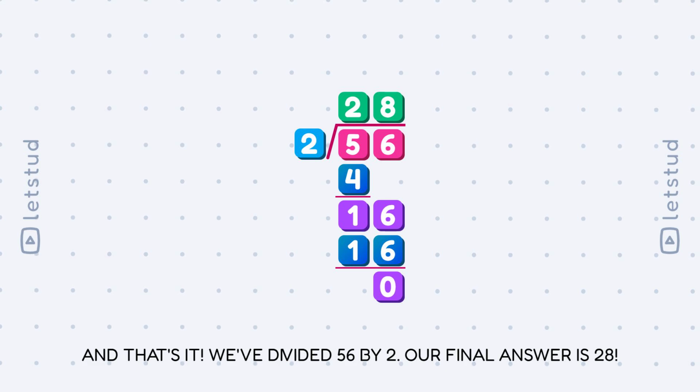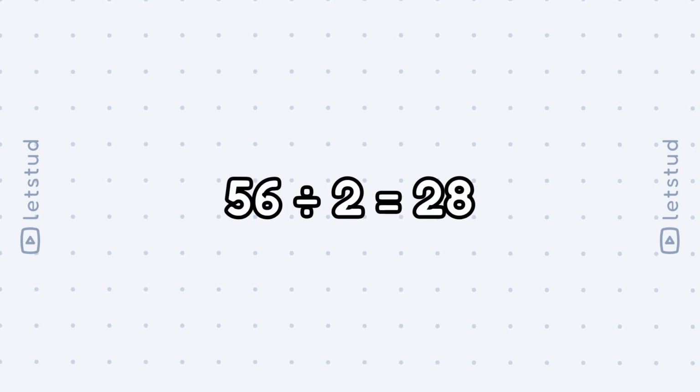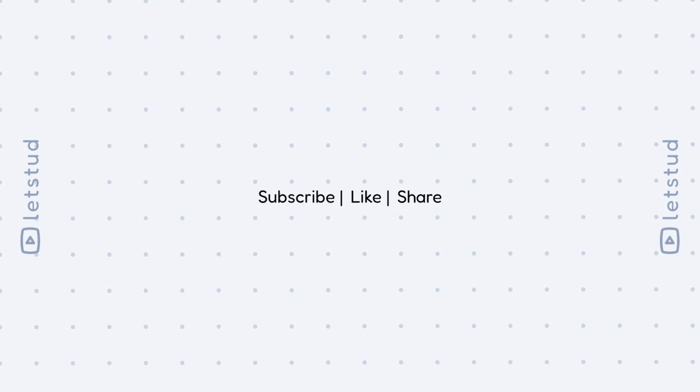And that's it. We've divided 56 by 2. The answer is 28. So 56 divided by 2 is 28. We just did it. We tackled 56 divided by 2 step by step. Remember, every long division problem is just a series of smaller, manageable steps. You've got this. Woo, you crushed that division problem.